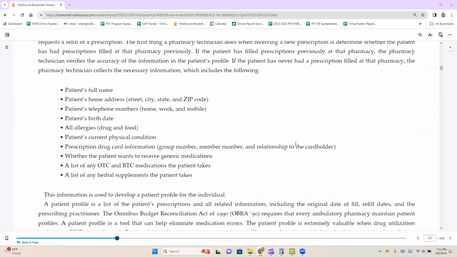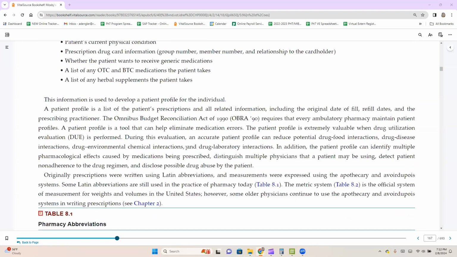the patient's full name, home address, telephone number, birth date, all allergies, the patient's current physical condition, prescription drug card information, whether the patient wants to receive generic medications, a list of any OTC and BTC medications the patient takes, and a list of any herbal supplements the patient takes. This information is used to develop a patient profile for the individual.